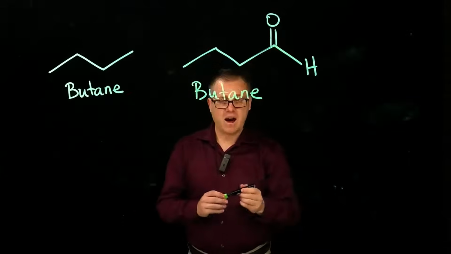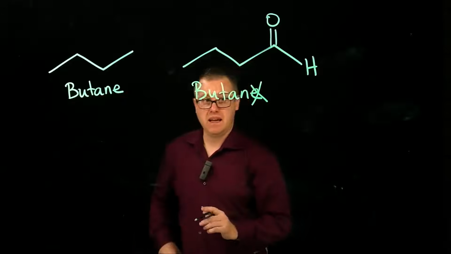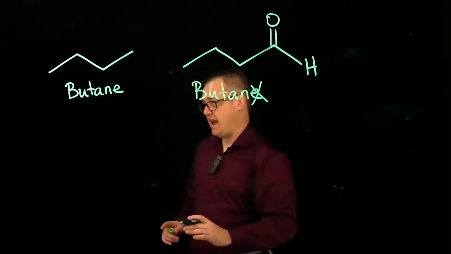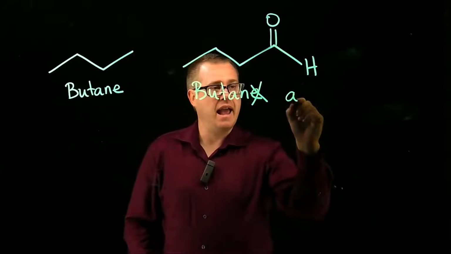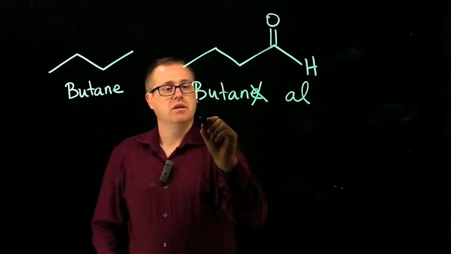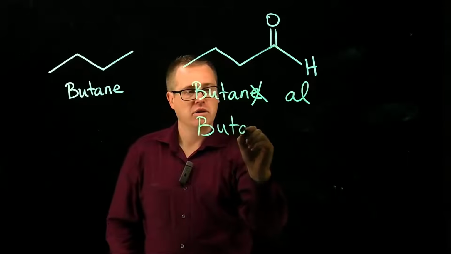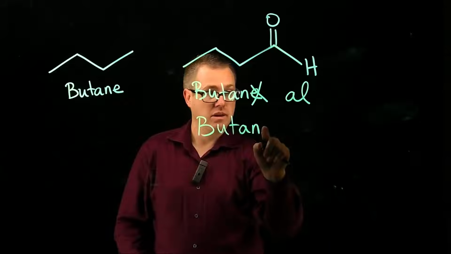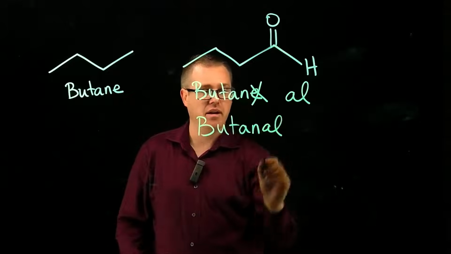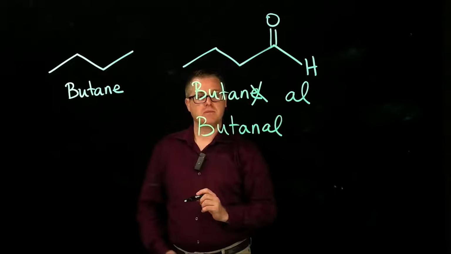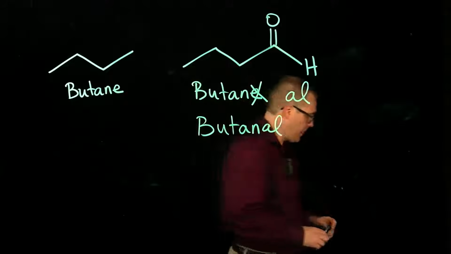But when it's an aldehyde, we cross out the E. Okay, so it's still the butane. And then we replace the E with an Al. So this molecule right here would be called butane. There, I would put an E there, but it's an aldehyde, so I have to put the Al there. Butanal. So let's find the longest parent chain.